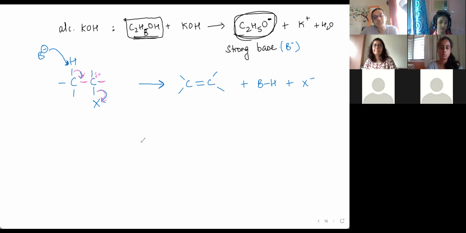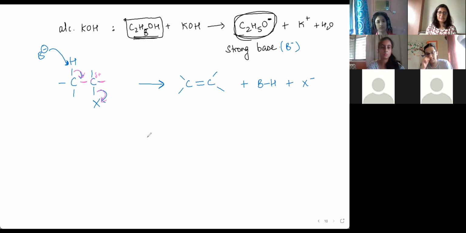Yeah, Kaveri? This what you're doing now is like the mechanism. Yes. This is the mechanism for elimination. This is how it happens. Okay. So in this case, X is the leaving group, B is the base, strong base. Okay, so that's how it happens.